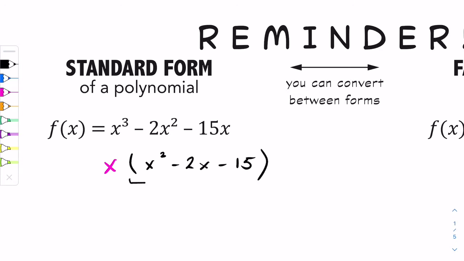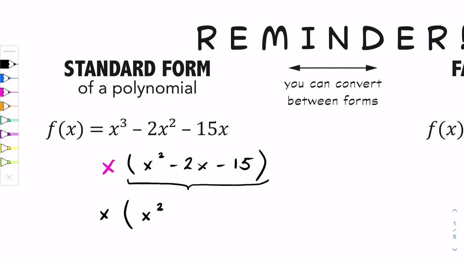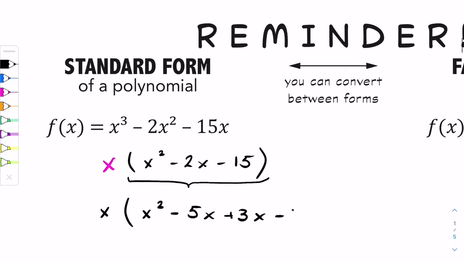And then I'm going to look at this expression here, and I'm going to think to myself, what 2 factors multiply to equal negative 15, and the same 2 factors that add to equal negative 2? That's going to be negative 5 and positive 3. So I can rewrite this as x multiplied by x squared minus 5x plus 3x minus 15. And at this point, all I did was rewrite negative 2x as negative 5x plus 3x.